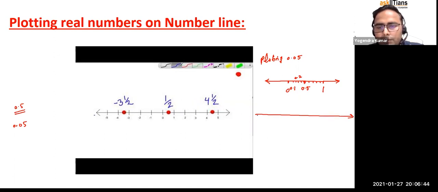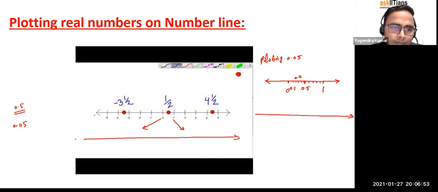Now what we do here, let me show you. We zoom into this. We are kind of zooming into this thing. So this is 0 here, and this is 1 here. In between, 0.5 is there. Here 0.1, 0.2, 0.3, 0.4, and 0.5. And now on this side also points will be there, right?